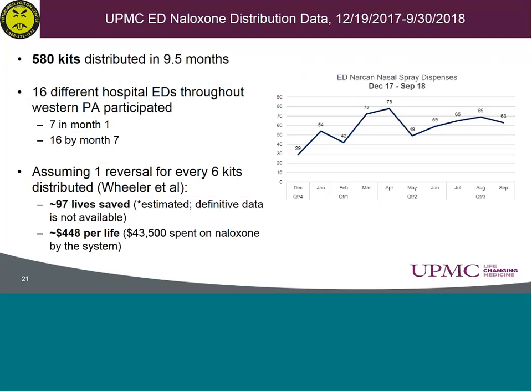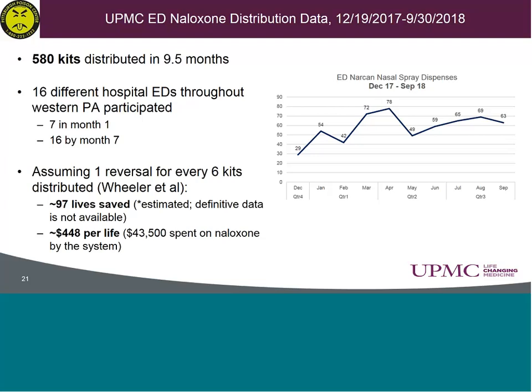So what we've seen is that it is possible to do. In our first month, only 7 of our hospitals gave it out. By month 7, 16 had, and all 17 have at this point given it out. We've given out 580 kits in 9.5 months. So while we didn't want to add any restrictions or barriers, meaning I did not want anyone to not get Narcan because we were demanding a survey or for them to provide follow-up information.